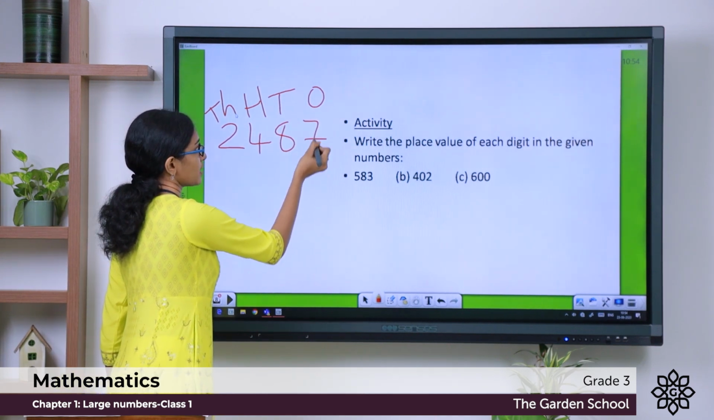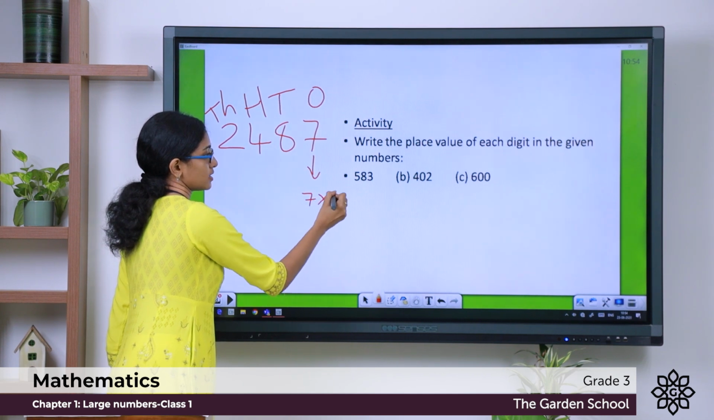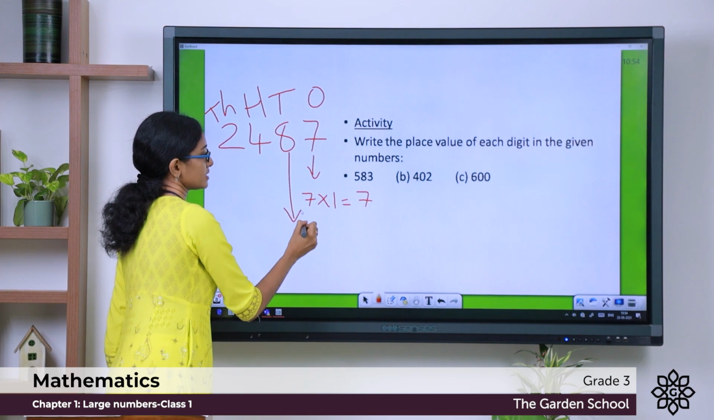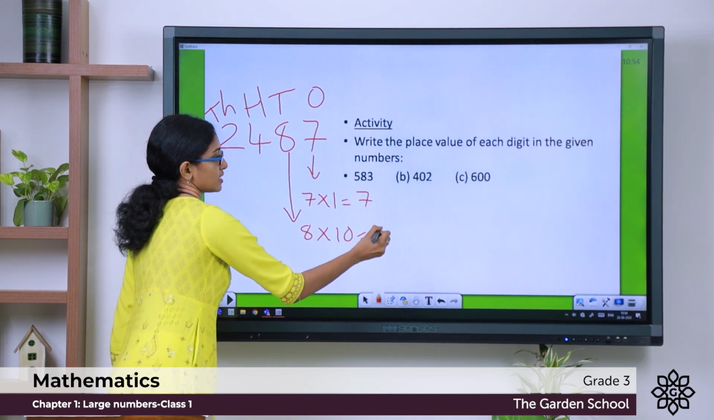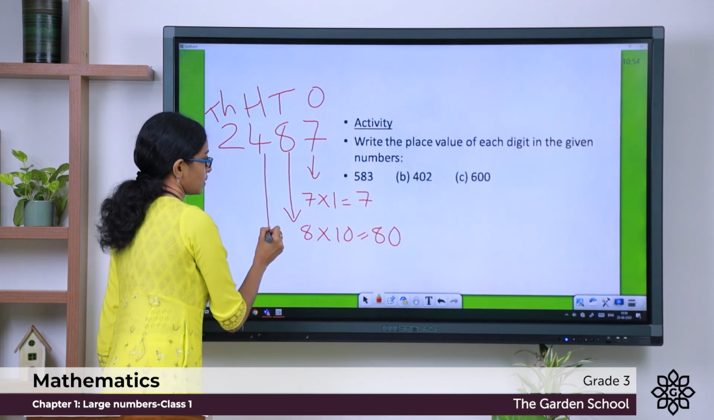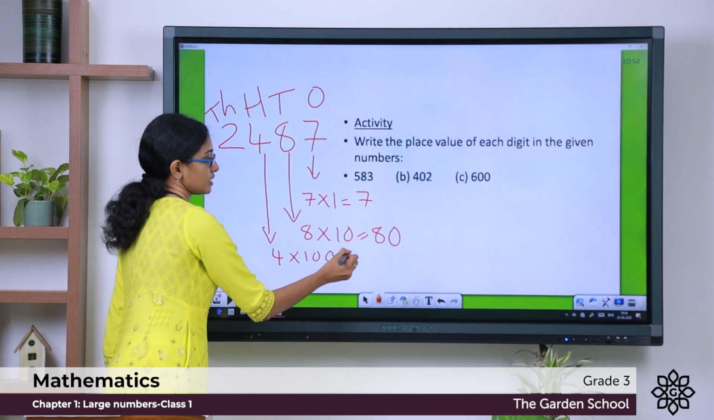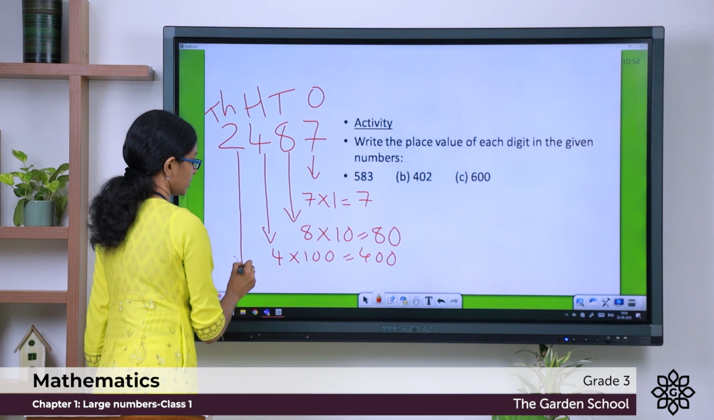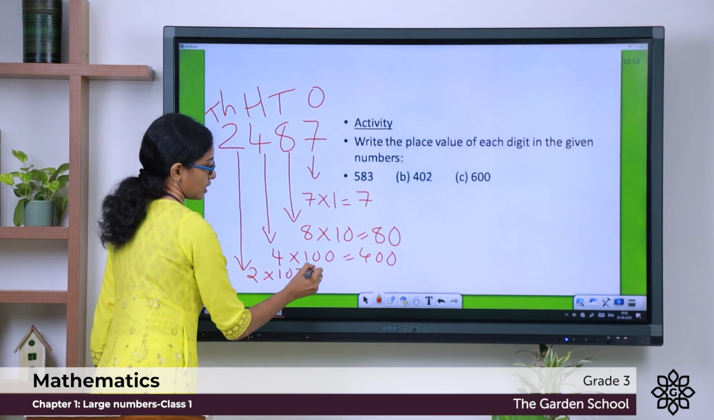Here the place value of 7 is 7 into 1 or 7. Place value of 8 is 8 tens or 8 into 10, 80. Place value of 4 is 4 hundreds or 4 into 100, which is 400. And the place value of 2 is 2 thousands or 2 into 1000.